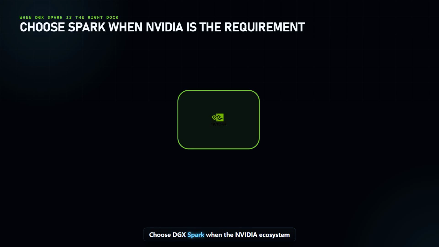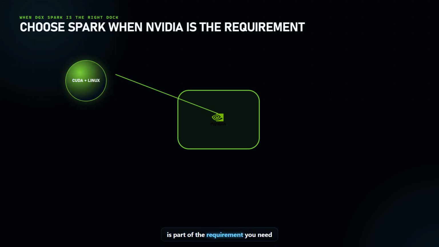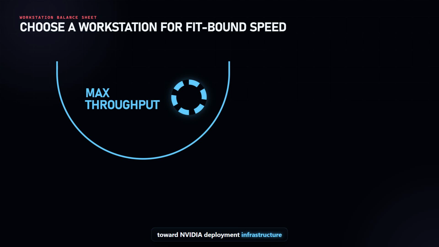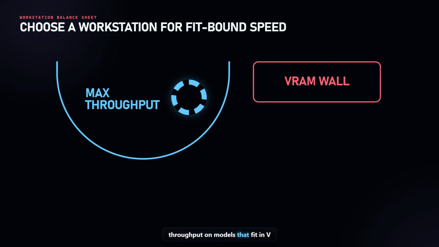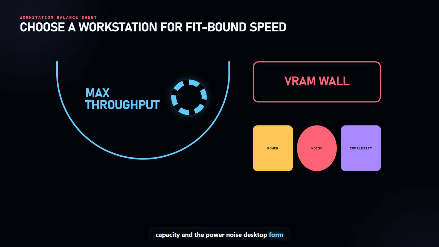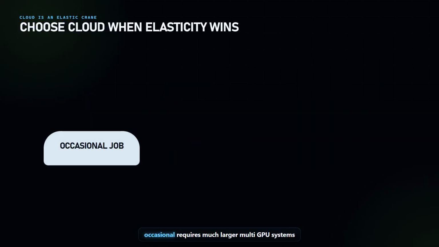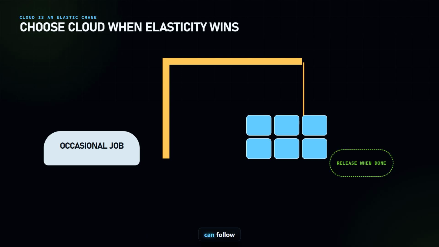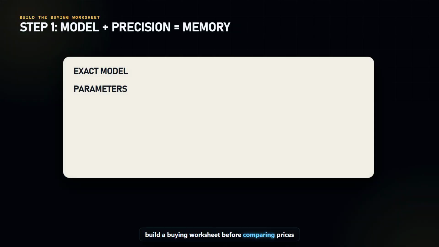Choose DGX Spark when the NVIDIA ecosystem is part of the requirement. You need a compact Linux-based CUDA development environment. You want 128 GB of unified capacity, or your work must transfer toward NVIDIA deployment infrastructure. Choose a conventional NVIDIA workstation when maximum throughput on models that fit in VRAM matters more than unified capacity, and the power, noise, desktop form, and component complexity are acceptable. Choose cloud compute when the workload is occasional, requires much larger multi-GPU systems, or changes faster than your hardware budget can follow. Now build a buying worksheet before comparing prices.